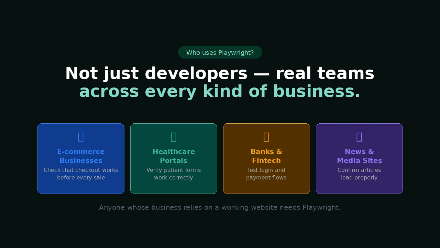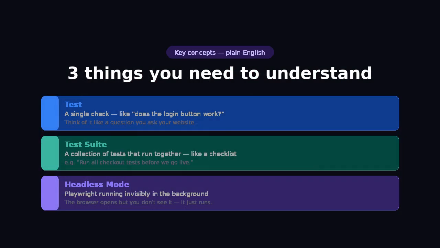Let's cover 3 key concepts in plain English. A test is a simple check like asking whether the login button works. Think of it as a question you ask your website. A test suite is a collection of tests that run together, like a full checklist before you go live. And headless mode just means Playwright is running invisibly in the background. The browser opens but you don't see it.